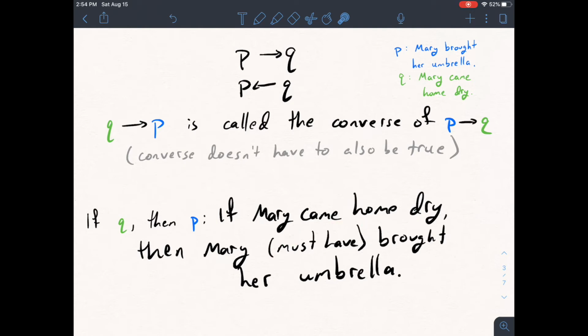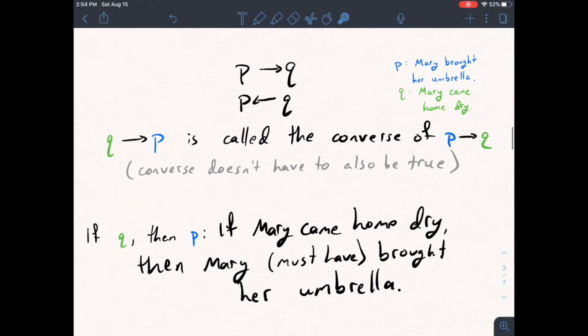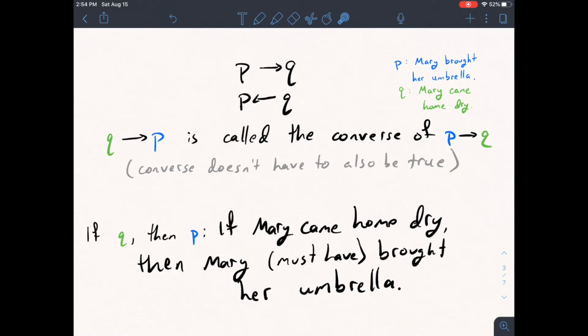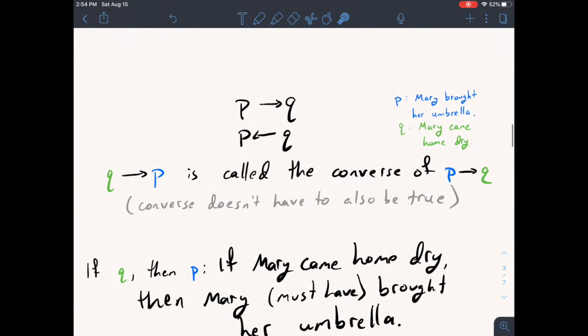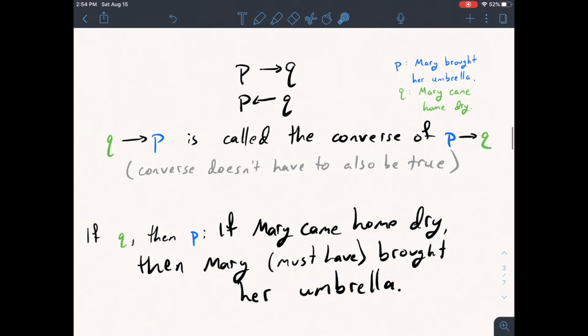I just put the must have in parentheses just because it sounds a little bit better in terms of the grammar. Okay. So that's what this statement literally means. If Q, then P. If Mary came home dry, then she must have brought her umbrella. So is this statement true? Is this statement logically equivalent to the statement P implies Q? Well, I would say no.